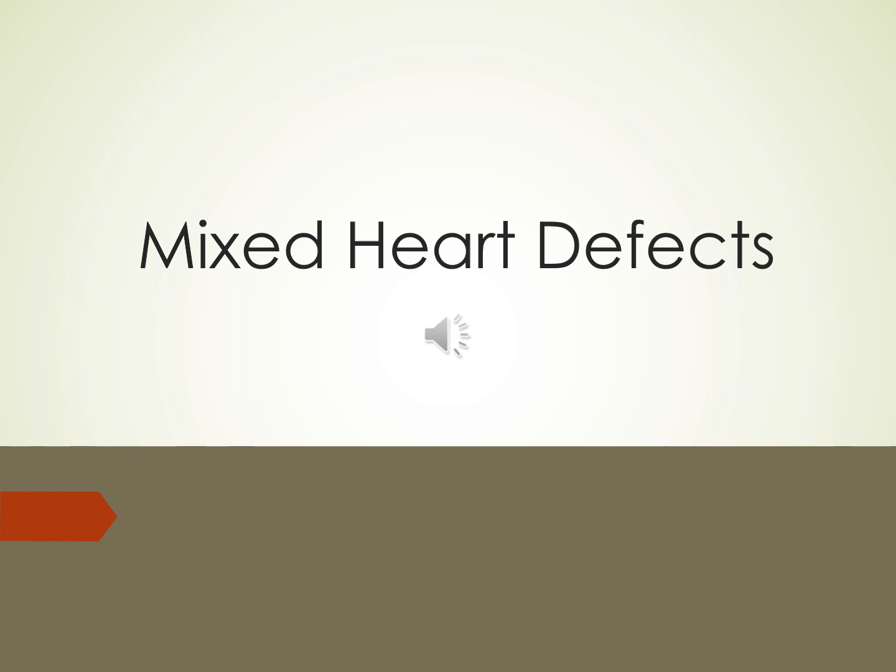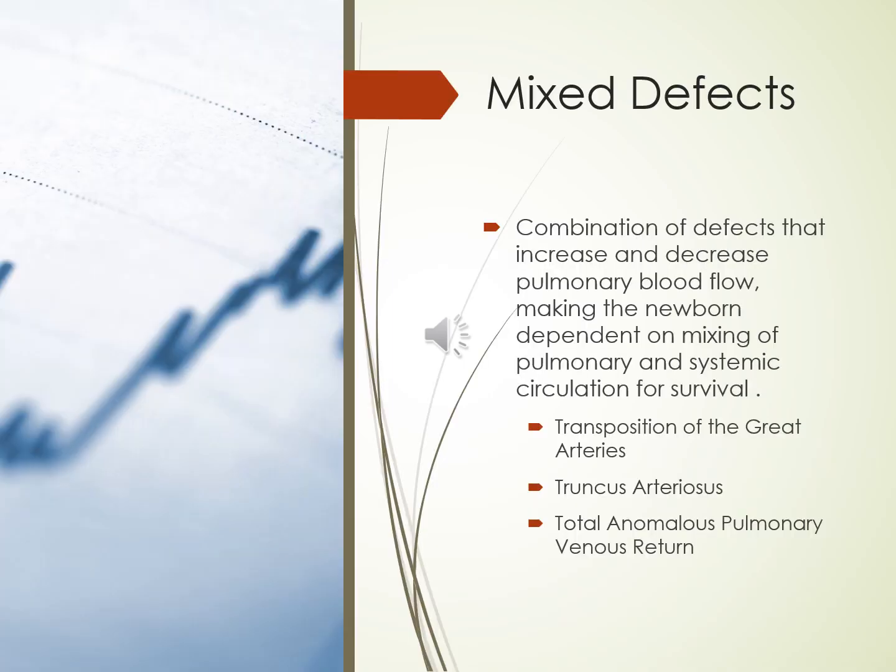Mixed heart deficits. Any mixed heart deficit is going to be a combination of deficits that increase and decrease pulmonary blood flow, making the newborn dependent on mixing of pulmonary and systemic circulation for survival. Some examples of this are transposition of the great arteries and truncus arteriosus.